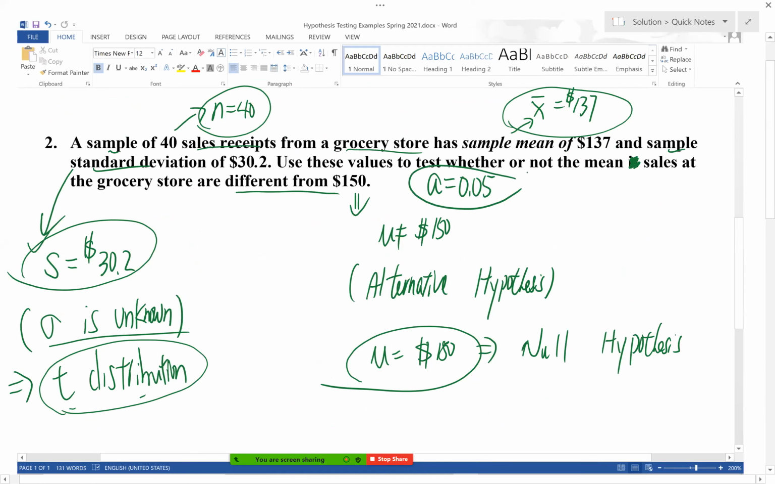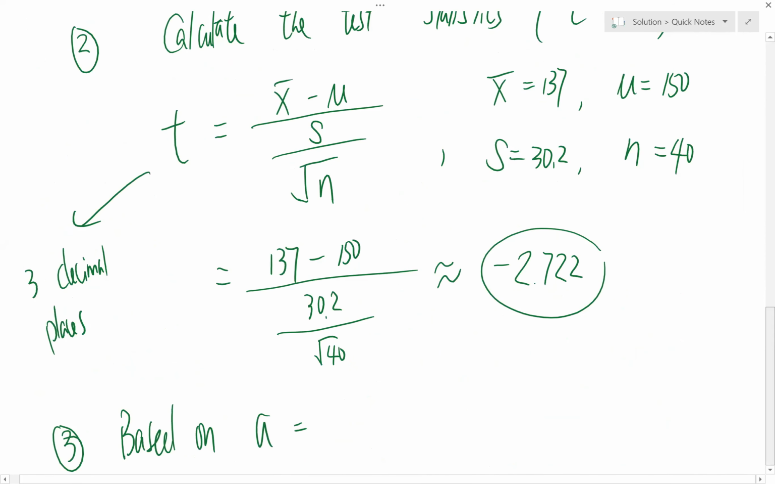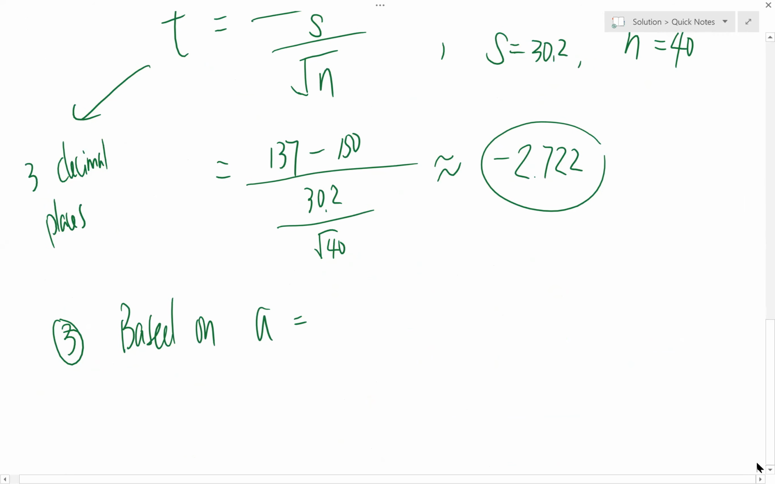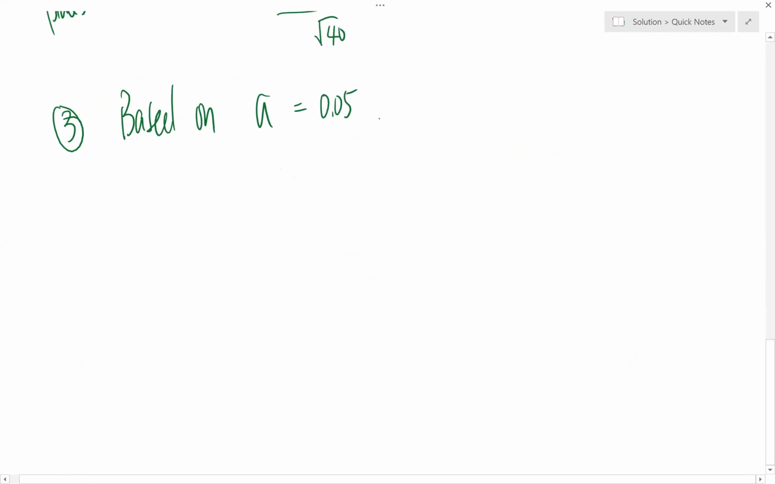There are 3 common values for alpha, right? 0.05, 0.01, 0.10. So that's still using 0.05. Alpha equals 0.05. Then let's find a critical t-score. And we know it's a two-tailed test based on the alternative hypothesis.